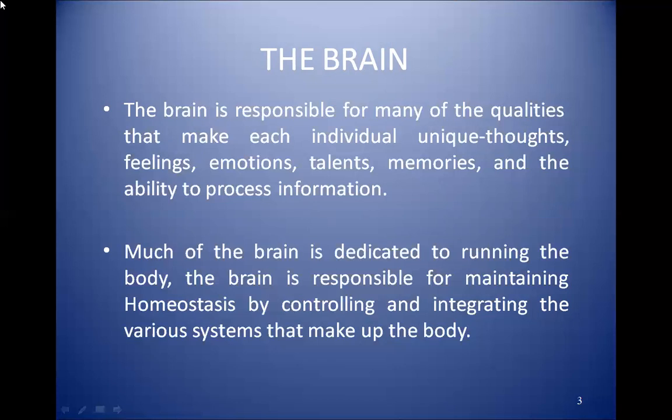Then much of the brain is dedicated to running the body. हमारा ब्रेन का जो ज्यादा पार्ट है वो हमारे बॉडी को रनिंग करने के लिए रेस्पॉन्सिबल है. The brain is responsible for maintaining homeostasis by controlling and integrating the various systems that make up the body. Means जो brain है वो किसके लिए responsible है? It will be responsible for maintaining the homeostasis. Means कैसे ये maintain करता है हमारे body में homeostasis को? By controlling and integrating the various systems that make up the body.